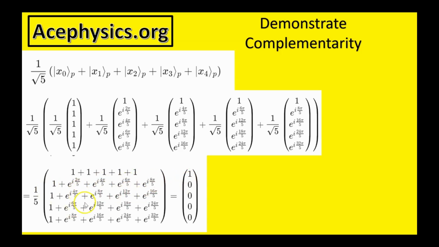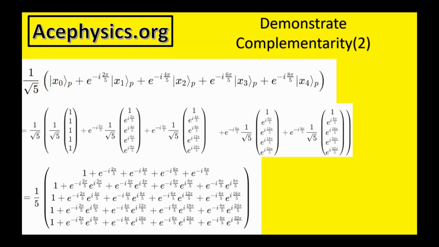1 plus e to the 4 pi over 5, 8 pi over 5, 12 pi over 5, 16 pi over 5, 0. e to the 0, that's 1. 6 pi over 5, 12, 18, 24. And hopefully you can see how that works. Being in every single position value corresponds to one momentum value.